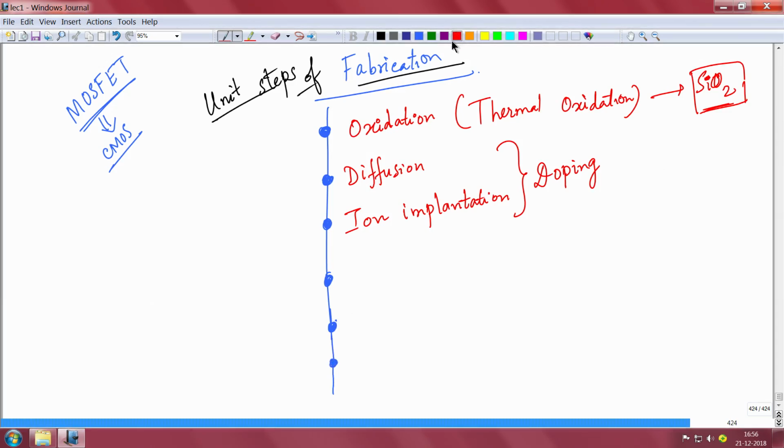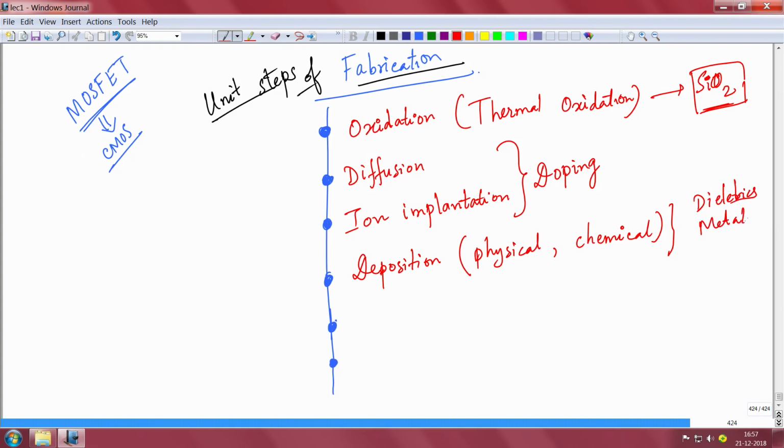Then of course you have deposition of different materials, including metals, dielectrics and insulators. This can be physical deposition, like physical vapor deposition, using brute force. It can also be chemical deposition, where a chemical reaction deposits the material. You can use this to deposit dielectrics, including silicon dioxide. You can also deposit metals and polysilicon, remember the polysilicon gate, and then silicide and so on. Many things can be deposited here.